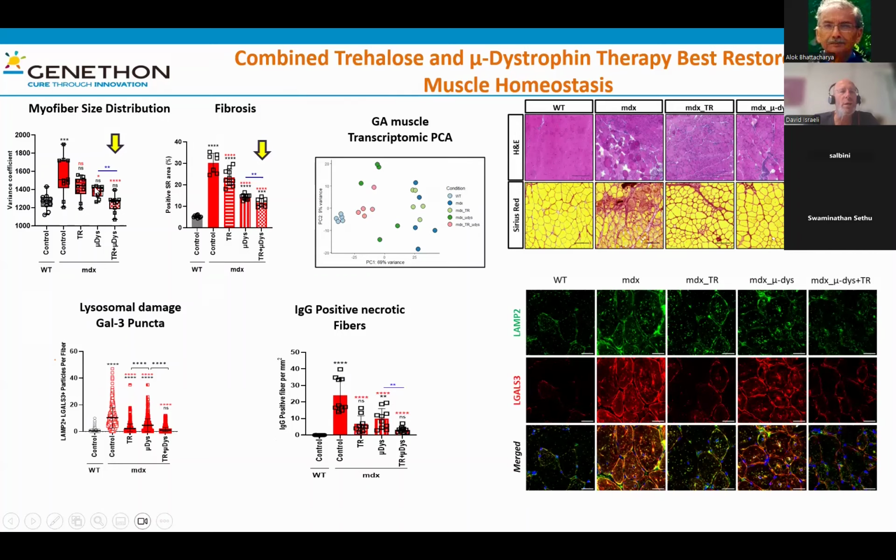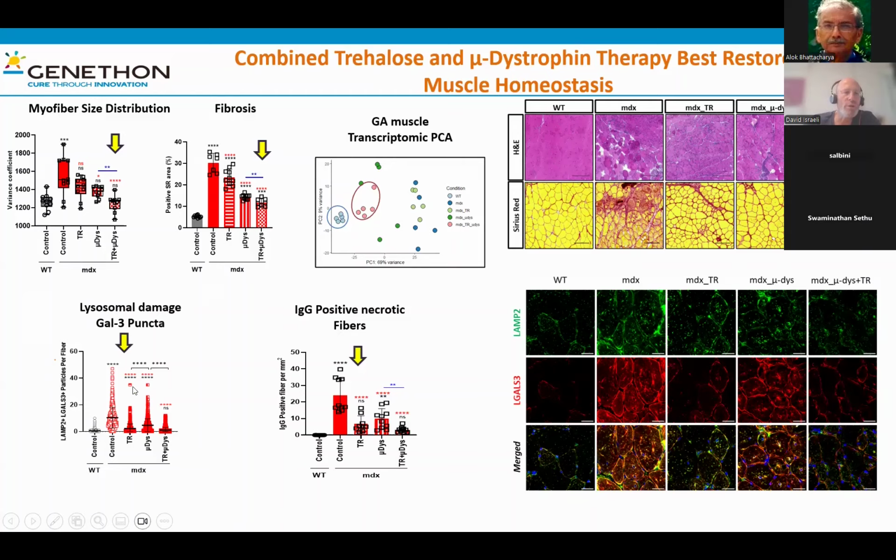But surprisingly, what you can see is that the combined was always better than the microdystrophin alone, as, for example, here in size distribution. So this is normalization of size distribution, which is abnormal in the MDX. It was normalized better with the combined. Fibrosis went a little bit down. What went tremendously down is the transcriptomic signature. You see that this is the MDX, and the combined is very close to the wild type as compared to the untreated or to the treated with only one of them, which remain far away.